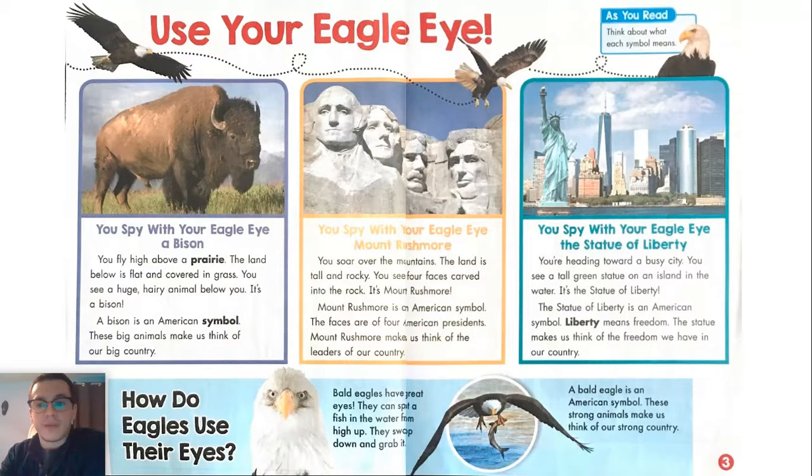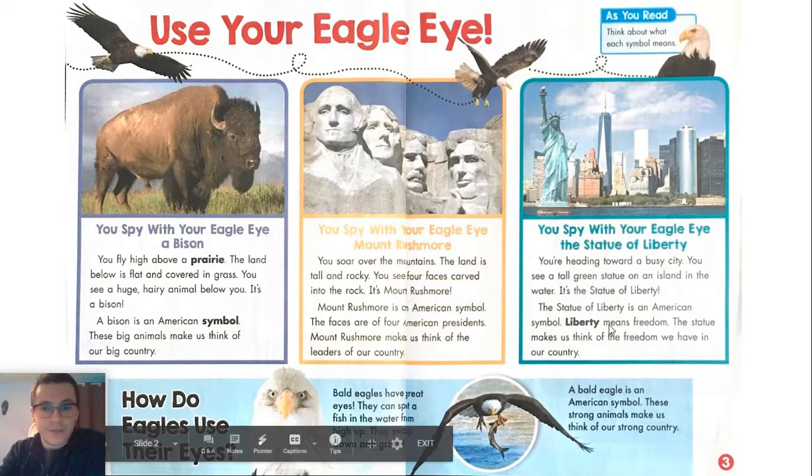You spy with your eagle eye the Statue of Liberty. You're heading toward a busy city. You see a tall green statue on an island in the water. It's the Statue of Liberty. The Statue of Liberty is an American symbol. Liberty means freedom. The statue makes us think of the freedom we have in our country.